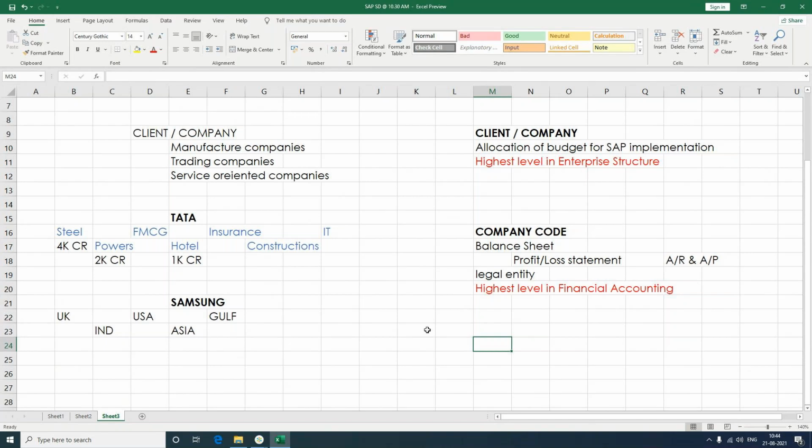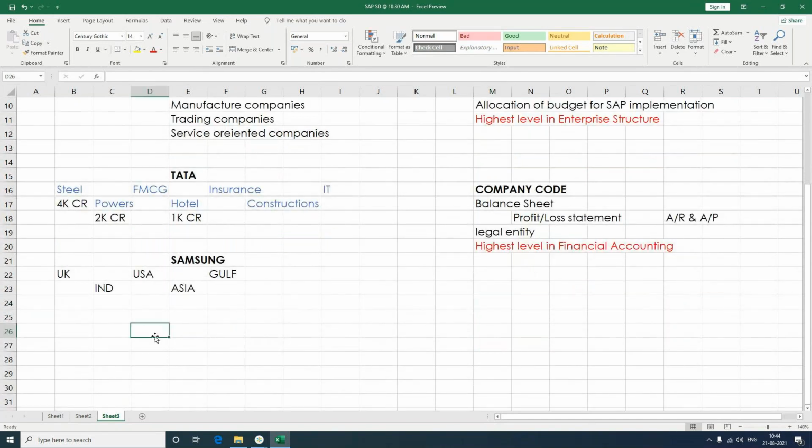Now going ahead, the next term which I wanted to introduce is factory, or we can call it a manufacturing unit, the place where all our production activities are done. So this factory or manufacturing unit, in SAP terms, we call it a plant. That is the terminology used. Plant. Activities remain the same, only the naming convention is changed. So in SAP terms, we call it a plant.